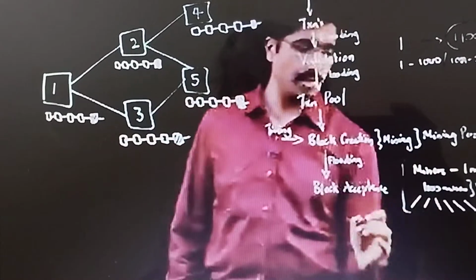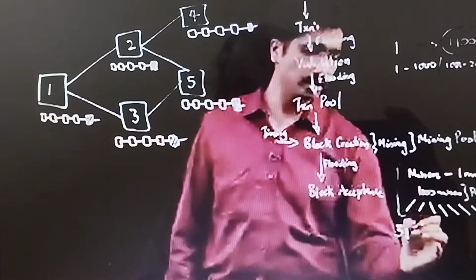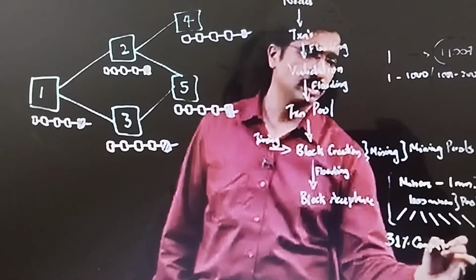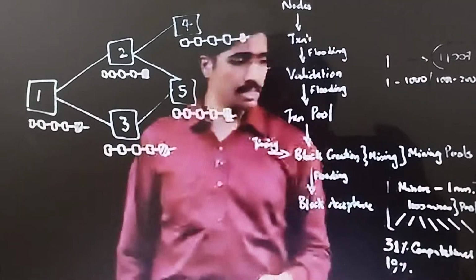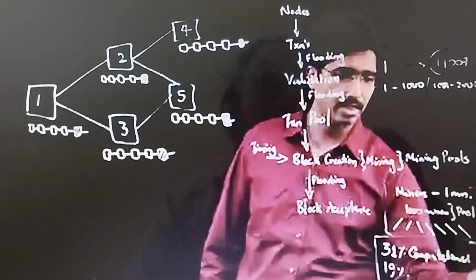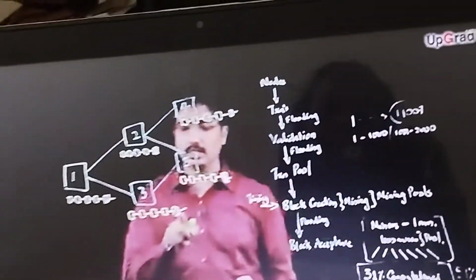Why? Because there are mining pools which actually, this is from my little old memory, control around 31% of the computational power of the entire Bitcoin network. There are mining pools which control 19%, etc. So if multiple mining pools can come together, they might actually go above 51%. And whenever you have more than 51% computational power in the network, you can actually start attacking it.